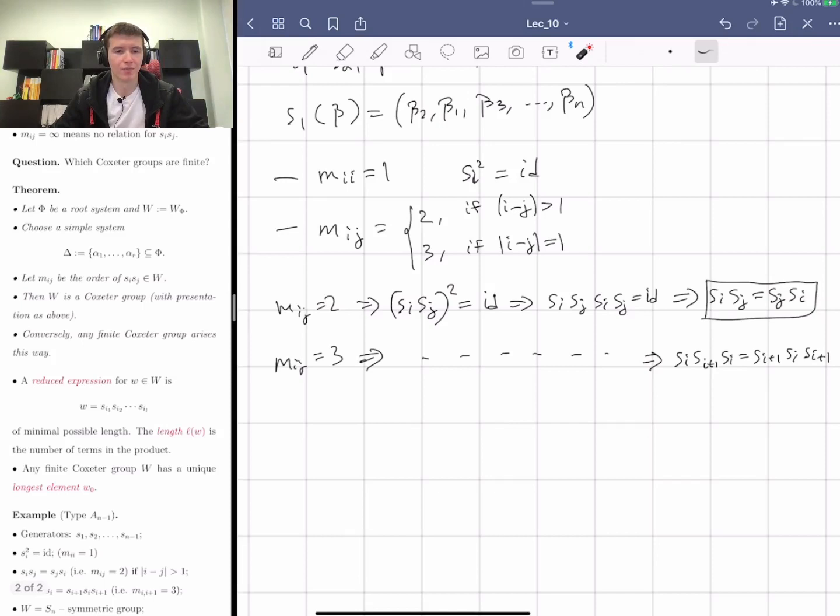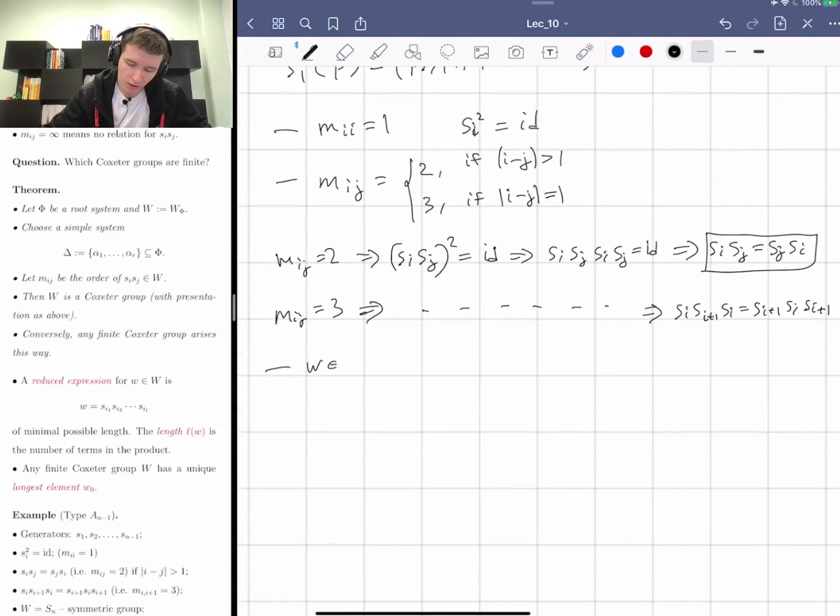Okay, now let's say W is an element of my group. What is the length of W in terms of permutations? Yeah, thank you, that is also correct. So the length of W is the number of inversions of W. And that's not immediately obvious, I would say.